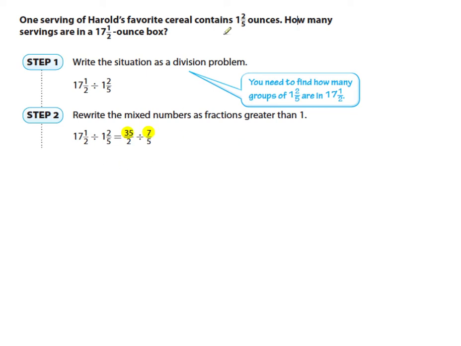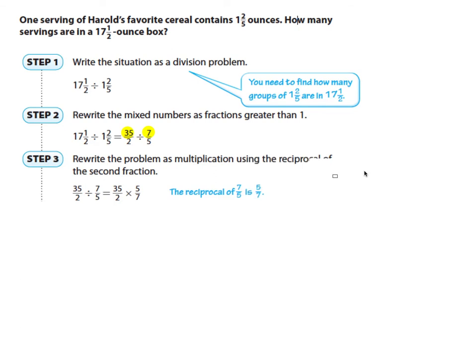Now, we need to make sure that we are following the rules for division, because now we're just dividing fractions just like we did before. So now all we have to remember is that in order to divide fractions, we must multiply by the reciprocal. So we have to rewrite the problem as a multiplication problem using the reciprocal of the second fraction. Okay, so 35 halves stays the same. We're going to divide by 7/5. So I'm just rewriting the whole thing down here, and that's going to be the same as 35 halves multiplied.